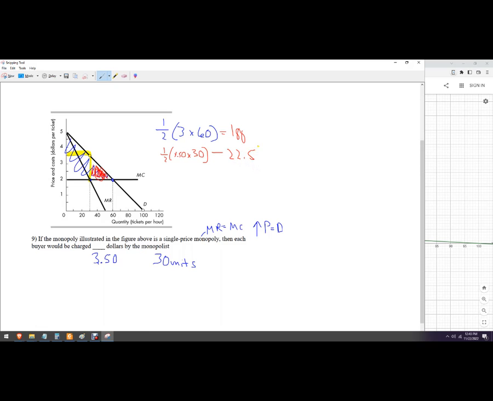And then if you want to say the loss due to monopoly, you just subtract that from the larger consumer surplus when it's competitive. So that's a quick way.